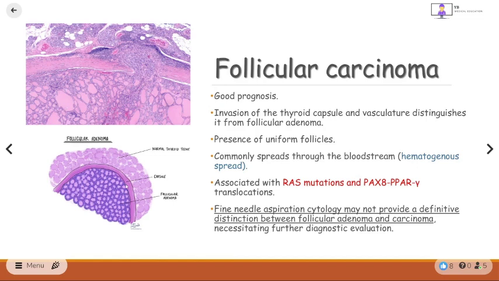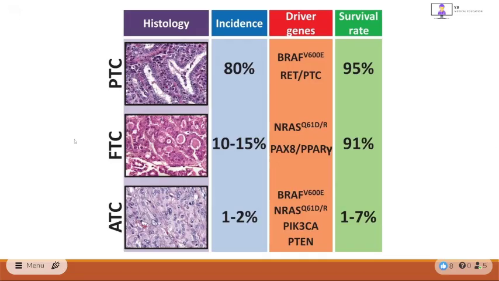So what is the trigger? It's also radiation. When you think about thyroid cancer, think radiation is usually the trigger. And instead of BRAF and RET mutations in papillary carcinoma, here we have RAS mutations and PAX8-PPAR gamma translocations. Fine needle aspiration, you have to know this, may not provide a definitive distinction between follicular adenoma and carcinoma. So you have to get another investigation or evaluation, usually an excisional biopsy.